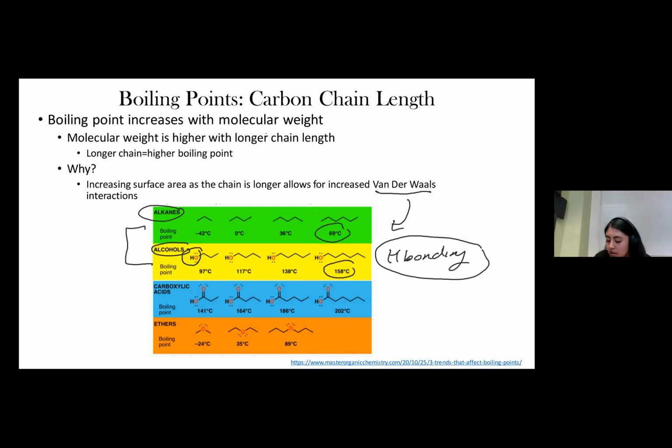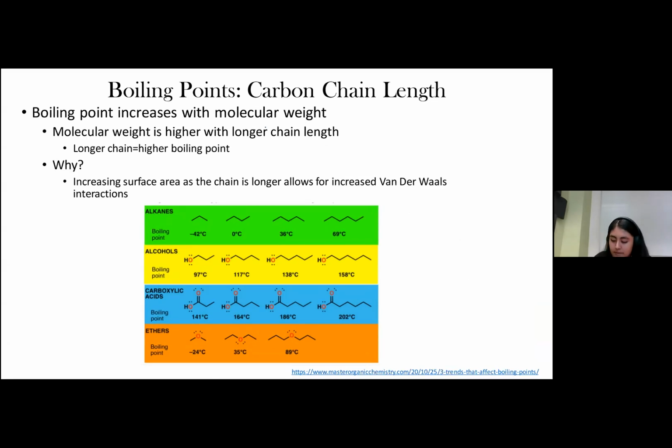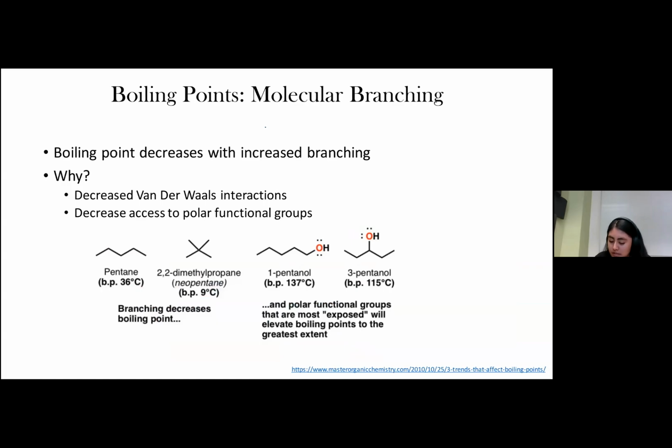So you can see that all of these, if you compare them to each other, have the same kind of chain length. So these have relatively the same chain length. This has a higher boiling point. Okay, so let's move on to the next part.